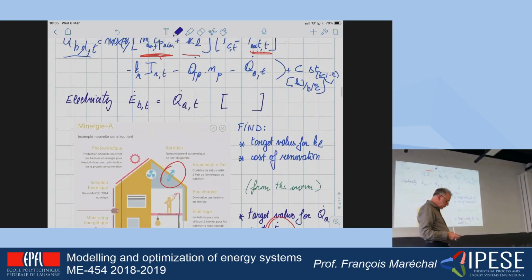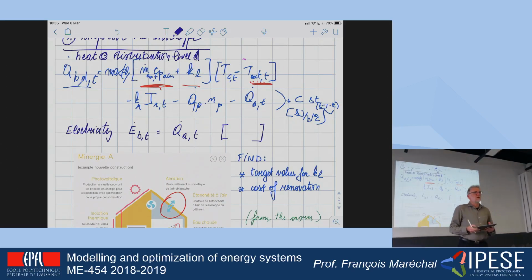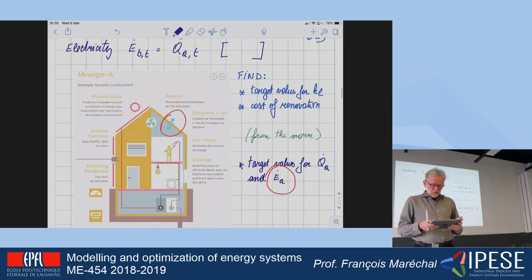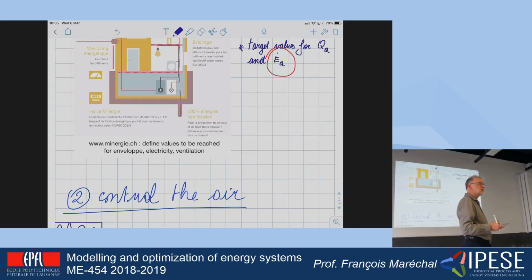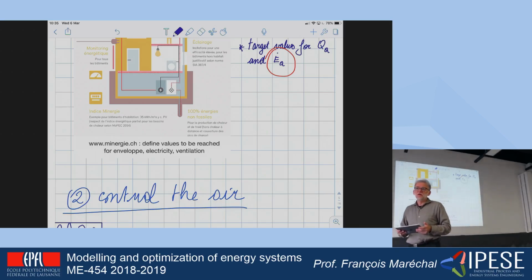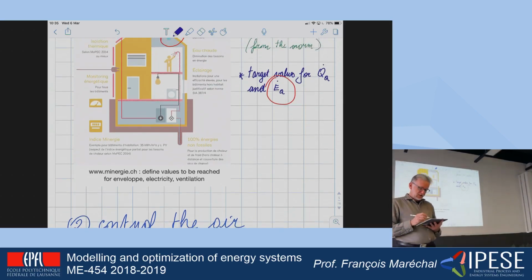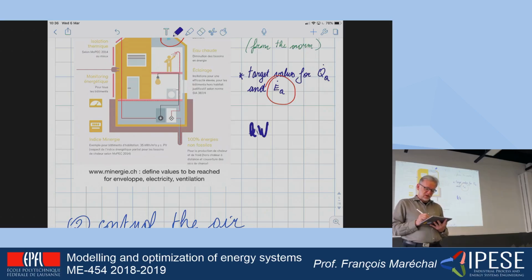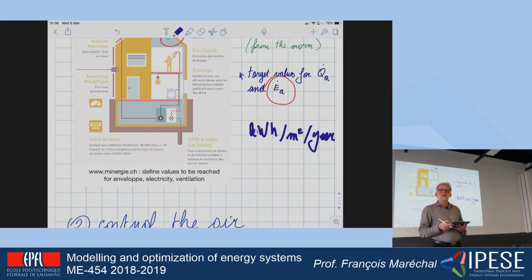So what I would propose is that you look on the internet, consult, for example, Minergie.ch, which is going to give you target values, and make the link between the target values, which are typically given in kilowatt hour per square meter heated and per year. So this will be the value that will be given.